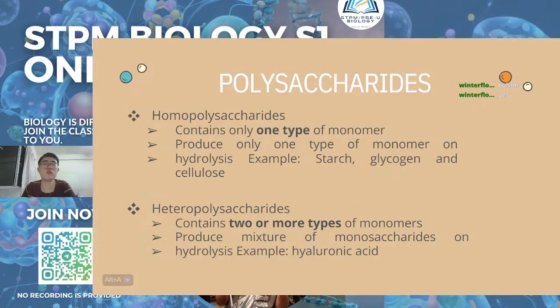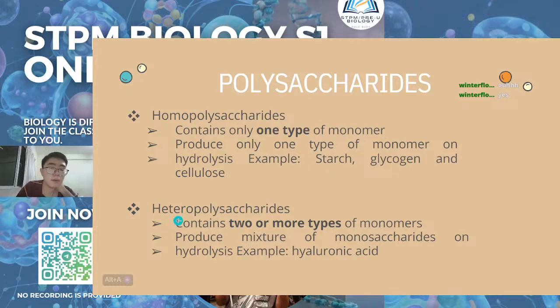So actually, types of polysaccharide. There are two main types of polysaccharide: homopolysaccharide or heteropolysaccharide. Normally in our syllabus, we only cover homopolysaccharide because it contains only one type of monomer. The main monomer is the glucose molecule, like in starch, glycogen, and cellulose. All of these are made up of glucose molecules.